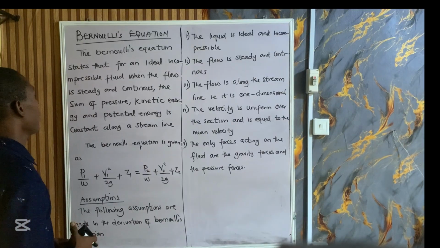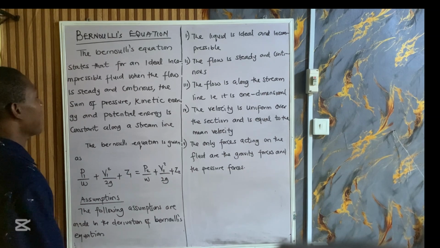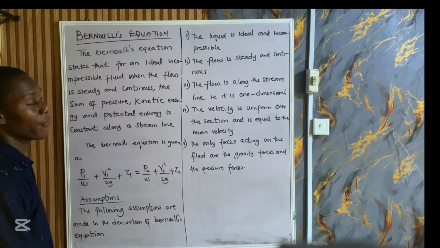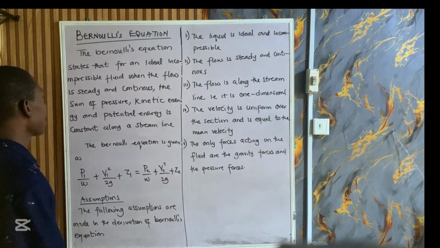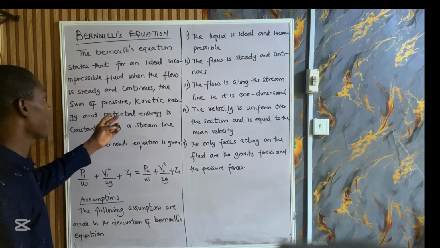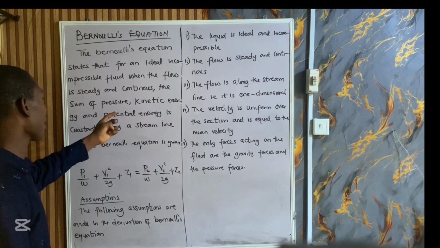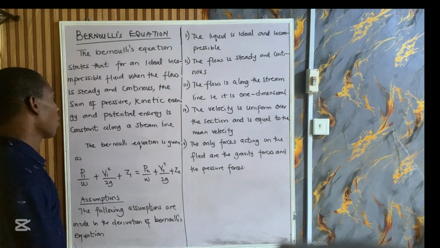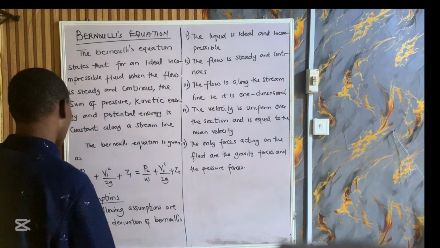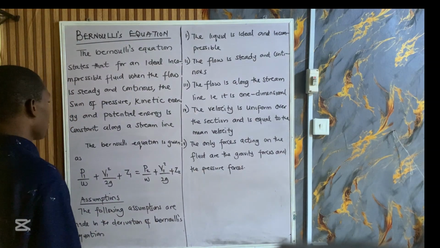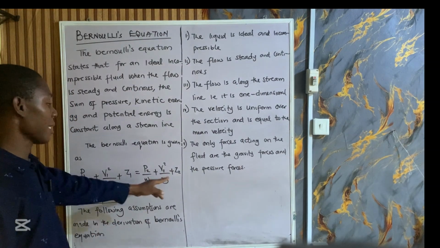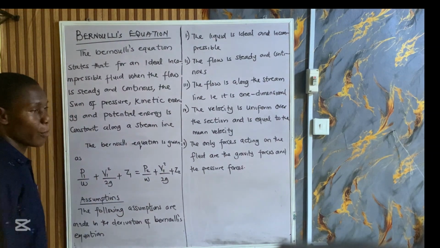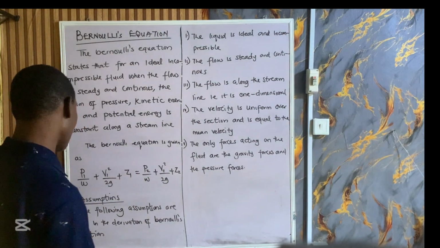Bernoulli equation. The Bernoulli equation states that for an ideal incompressible fluid, when the flow is steady and continuous, the sum of kinetic energy, pressure energy and potential energy is constant along a streamline. Okay, so the Bernoulli equation is giving us this actually. I didn't go about deriving the Bernoulli equation, but in deriving it, some assumptions are actually made.